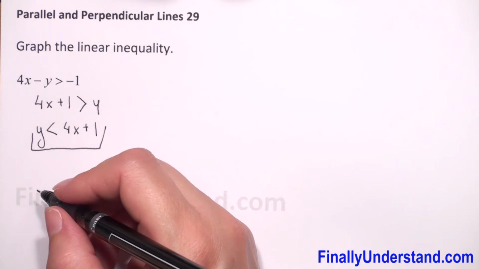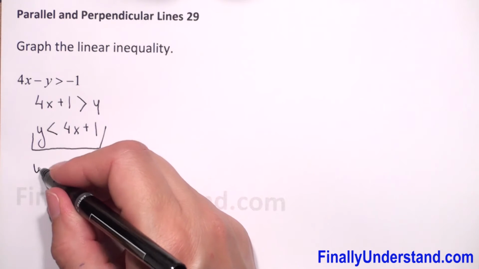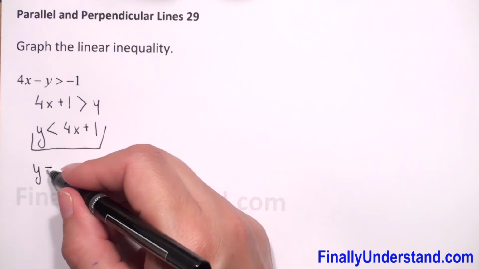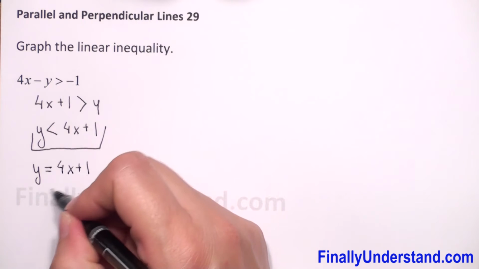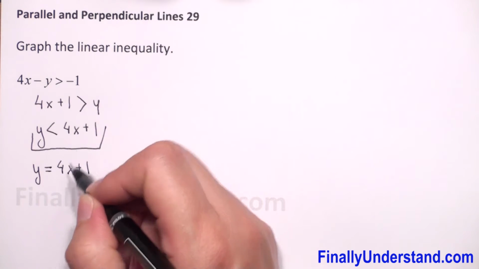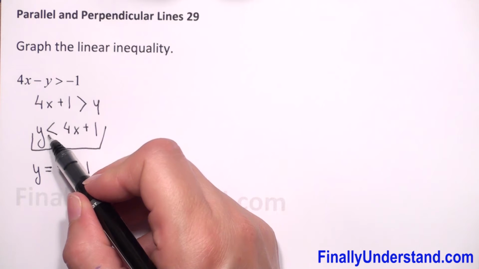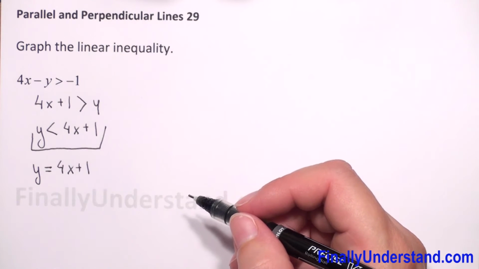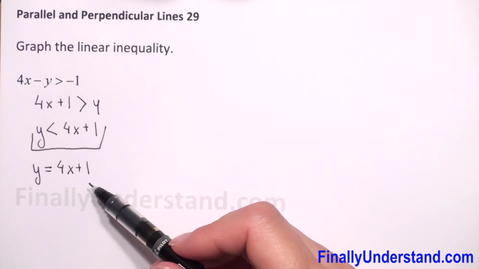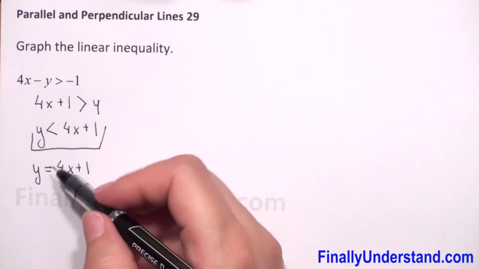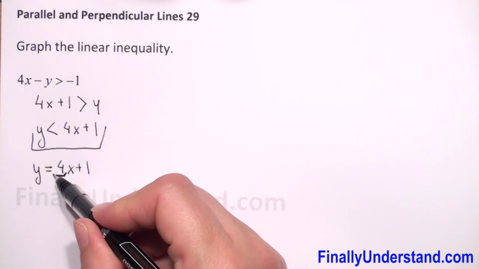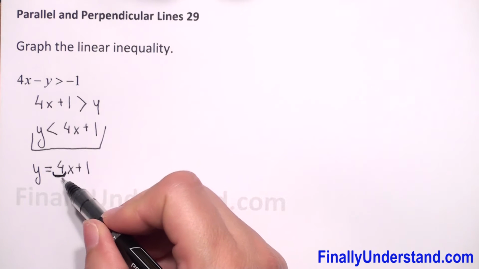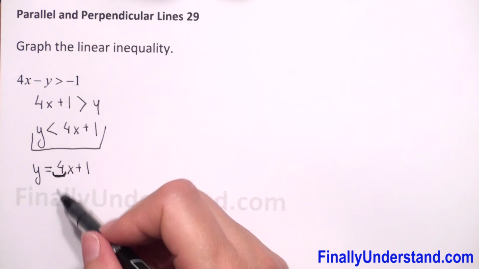First, we know that the boundary line will be y equals 4x plus 1, and this line doesn't belong to the solution because we have here the inequality less than only, not equal. So we will have to draw the dashed line. And next, because the coefficient before x is positive, our slope is positive. It means that our line is going up.